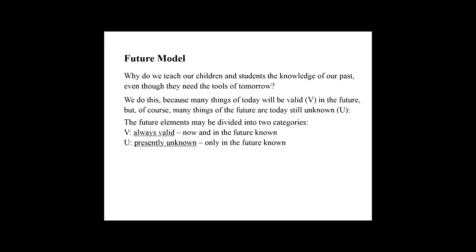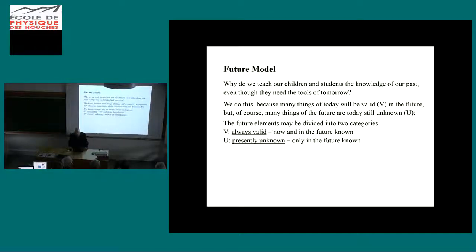So I will start with a philosophical question. Why do we teach our children and students the knowledge of our past, even though they need the tools of tomorrow? We do this because many things of today will be valid in the future. These are the V elements. But of course, many things of the future are today still unknown. These are the U elements.